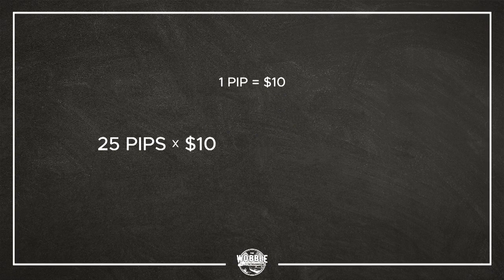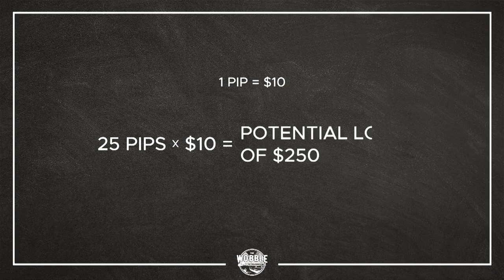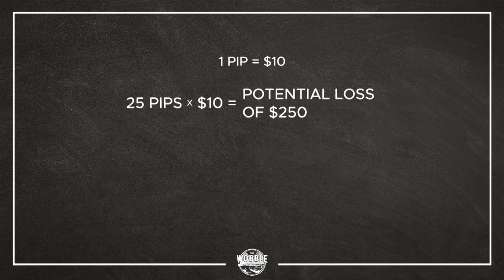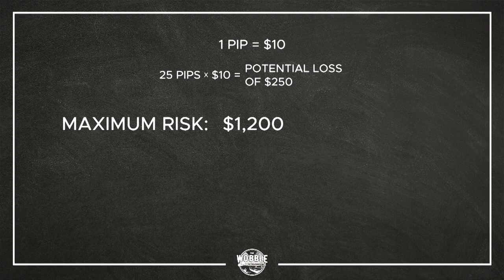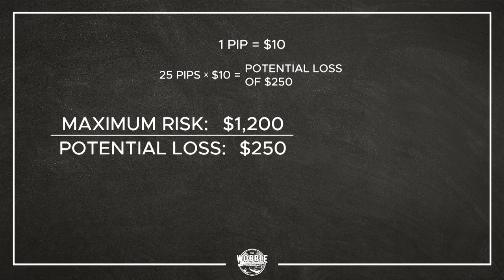Okay, that makes sense. So each pip on a full contract is worth about $10 on the euro, right? Okay. So if we take our 25 pips, multiply that by $10, that means each contract could potentially lose $250. If we're absolutely wrong, each contract that we're in would lose about $250 at max. So then we take our maximum risk of $1,200, divide it by the $250, which gives us roughly 5 contracts.